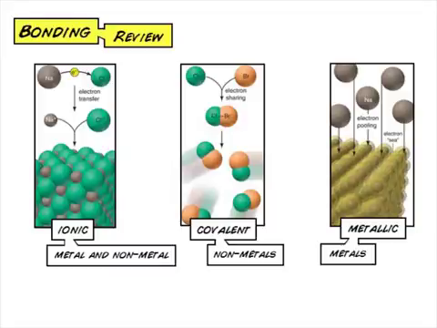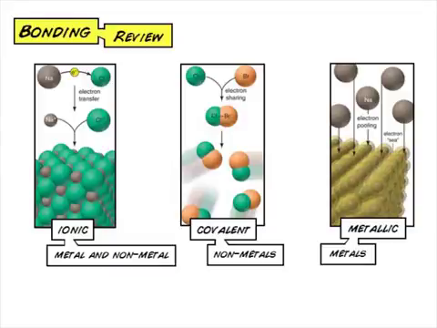In covalent bonding, which occurs between nonmetals, the electrons are not transferred but only shared between the two atoms involved in the covalent bond. Here we have chlorine and bromine, neither of which have an overall charge. They share the electrons between them in a chlorine-bromine covalent bond.